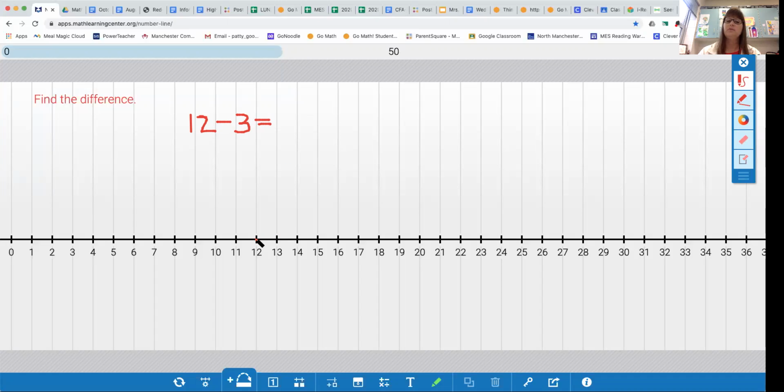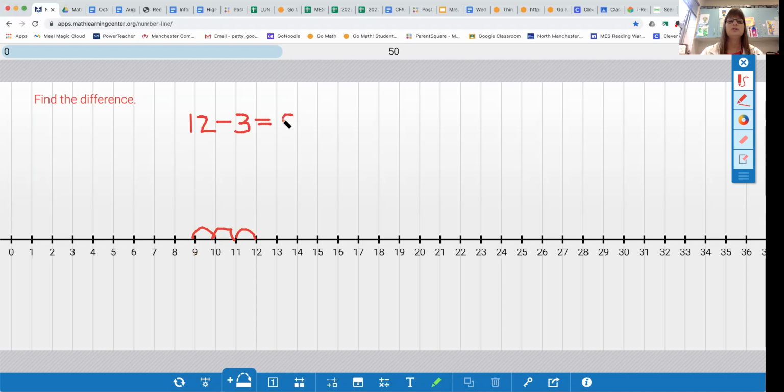If you have a number line in front of you, you can use a number line. You can use a number line in your brain, or even just count back. So I'm going to start at 12, and if I'm subtracting 3, I'm going to go back 3 hops, or 3 spaces. 1, 2, 3. So I started on 12 and I went 1, 2, 3. And then I notice I'm on 9. So 12 take away 3 is 9.